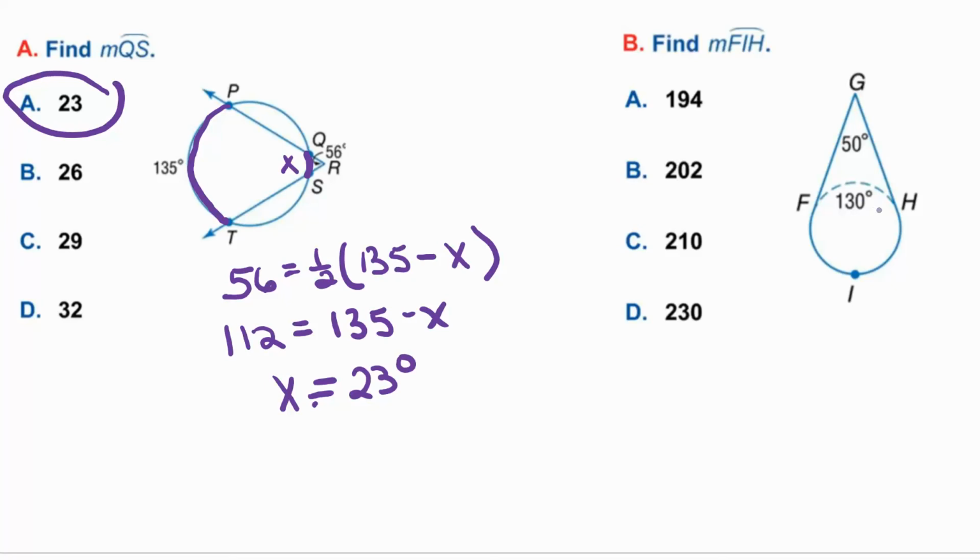In problem B, I want to find the measure of arc FIH. I'm given the measure of arc FH is 130 degrees. 360 minus 130 would give me 230 degrees.